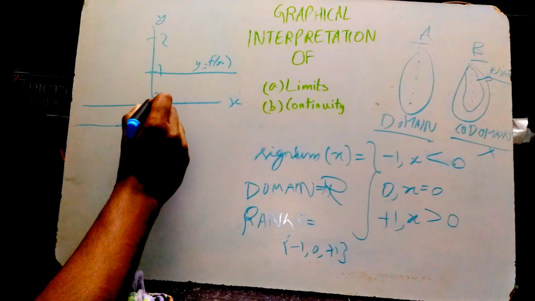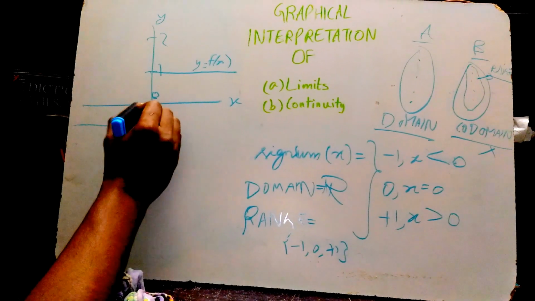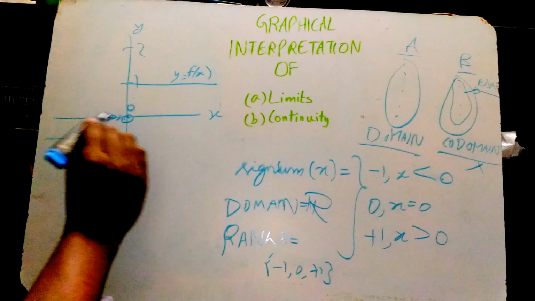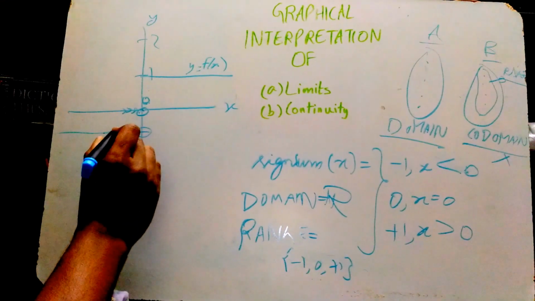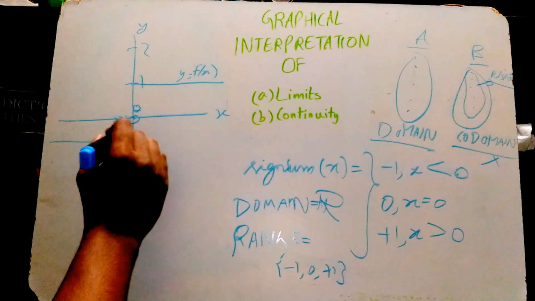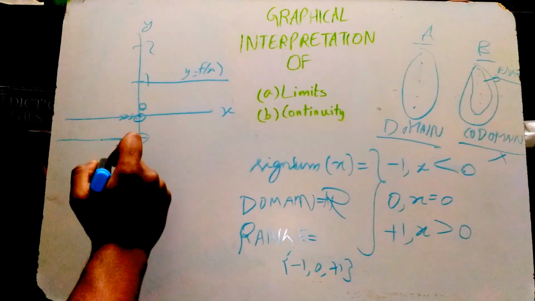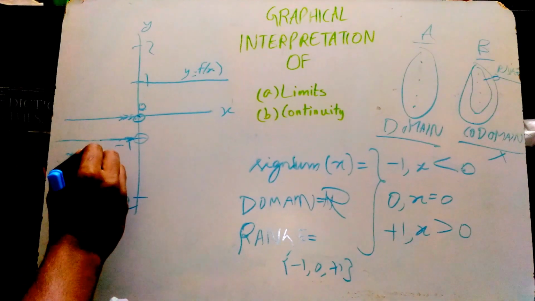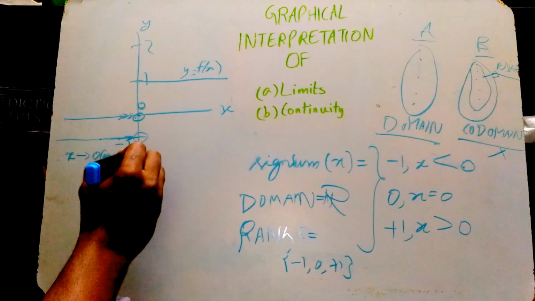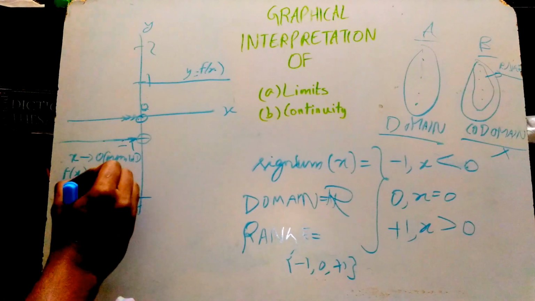Now as we move to x is equal to 0, as we move closer and closer, but we are not stopping at 0, we are just moving closer and closer to 0, we notice the functional value, that is the signum value of x, remains -1, and also it tends to -1, right? So x tends to 0 from LHS and f of x tends to -1.